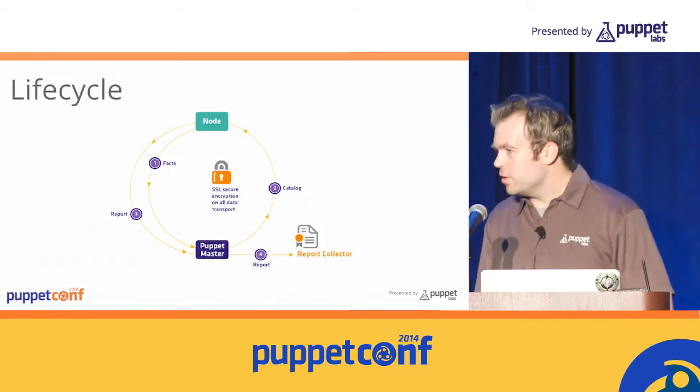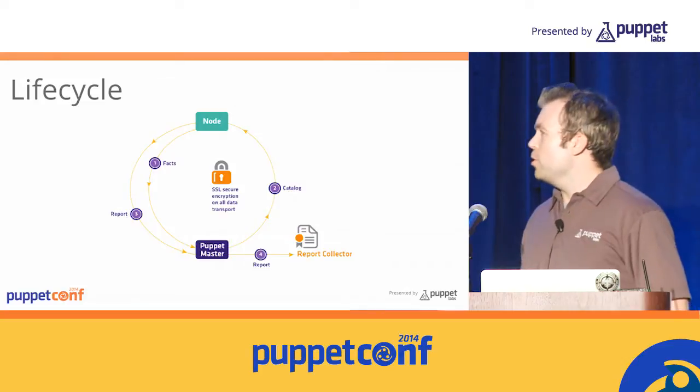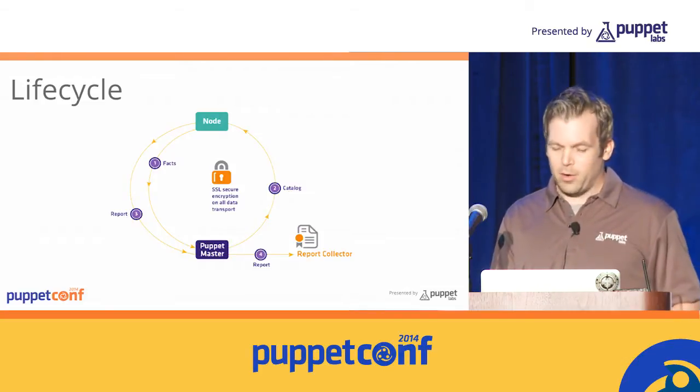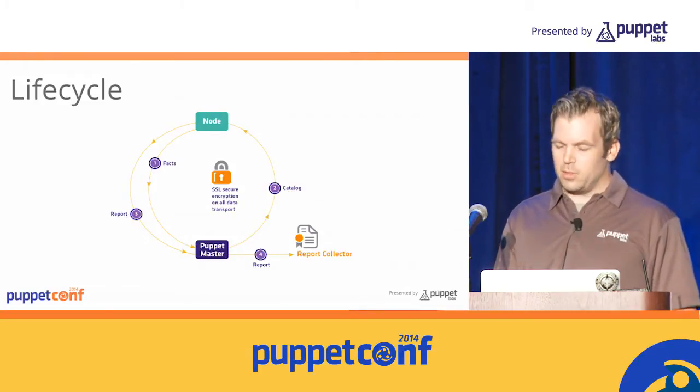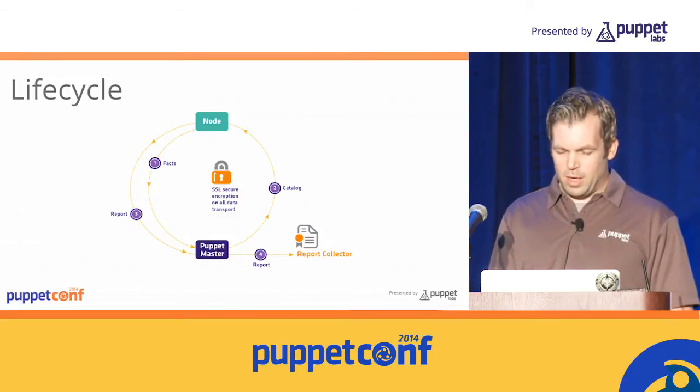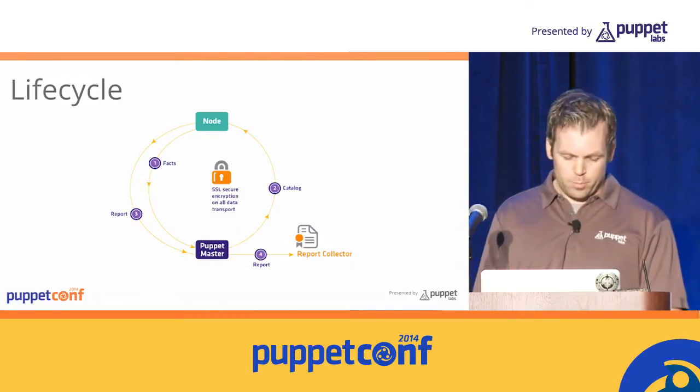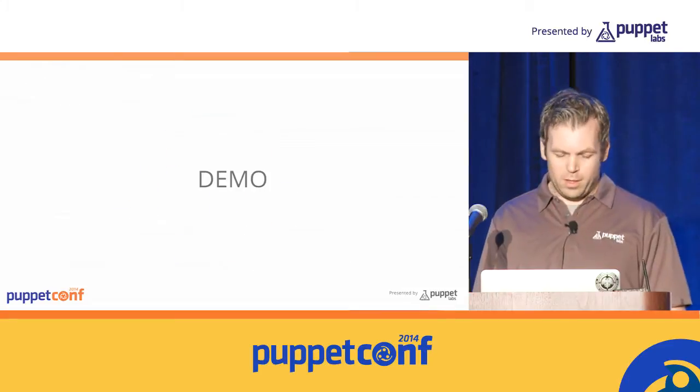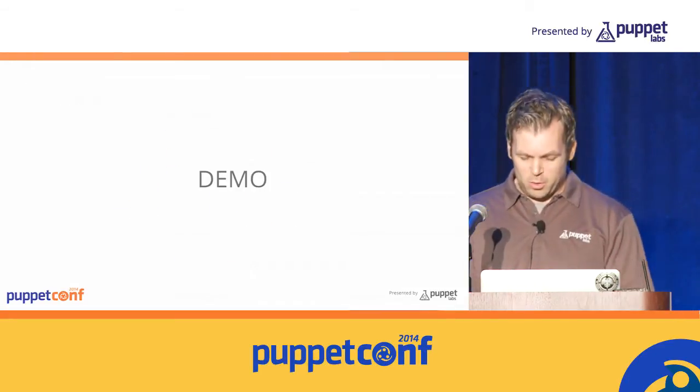So I'm sure you've probably all seen this. I saw a lot of hands for Puppet users, so you're pretty familiar with this stuff. Grab facts off of a node, send that to the Puppet Master, build up a catalog, send it to the agent, and report back. So everyone's, I'm sure, pretty familiar with that. So with that being said, let's do some demo stuff.